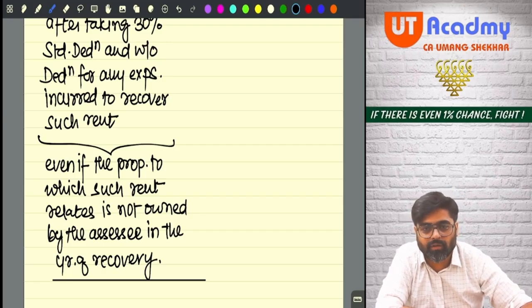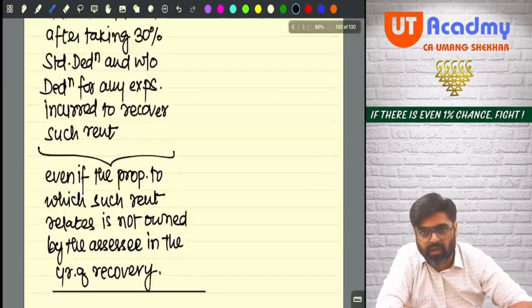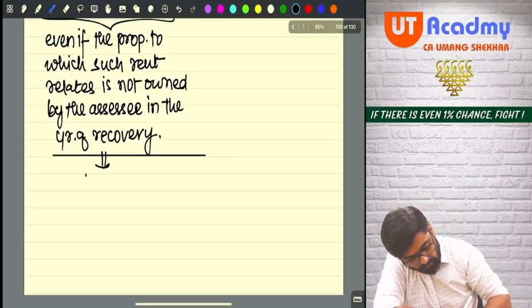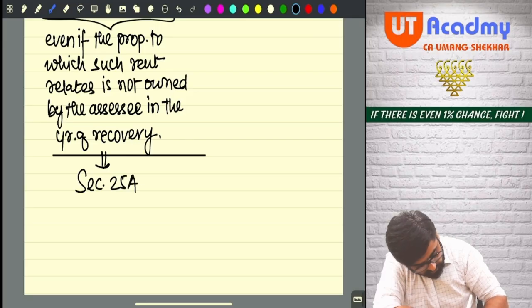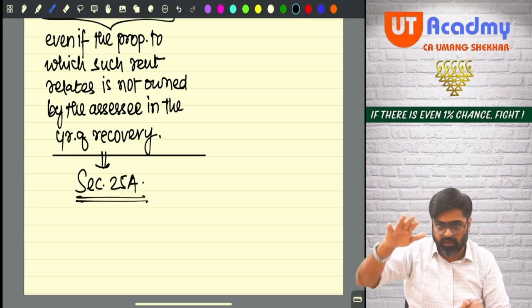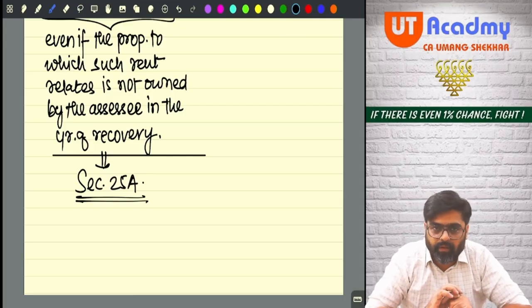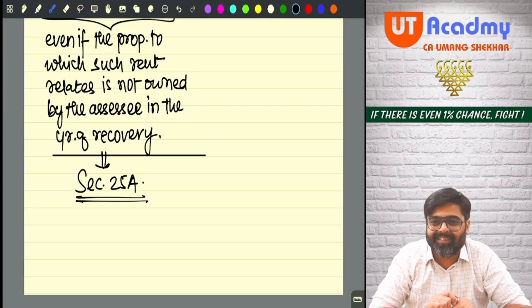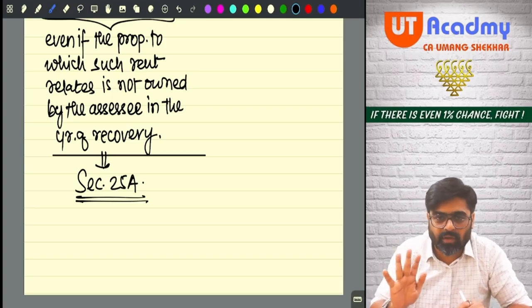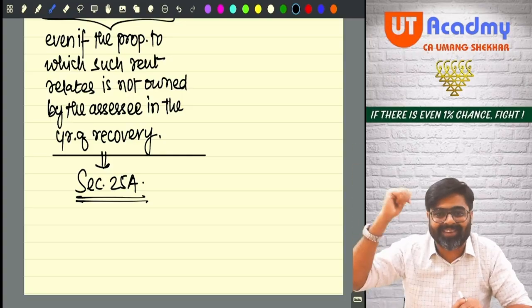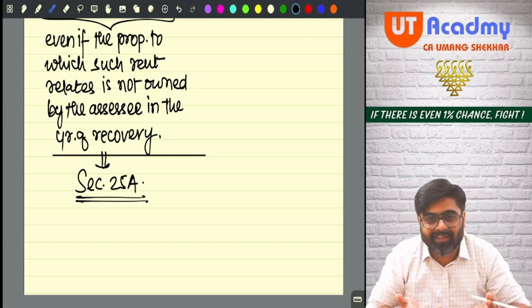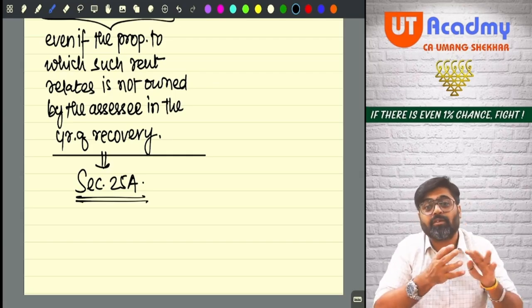Sure, no? Now, why this? From where I got this treatment? This treatment is coming from section 25A. As per section 25A, I have to give this treatment. Now, what is arrears, you know? Arrears is a rent which relates to any earlier year, which I never showed as my actual rent of that year, because I was not aware whether I will receive this rent or not.